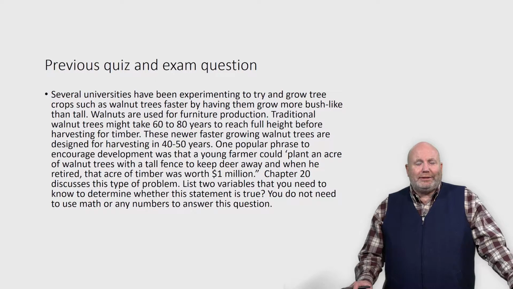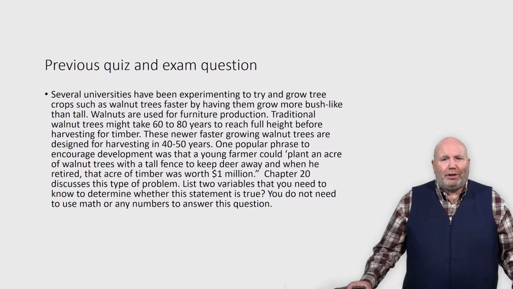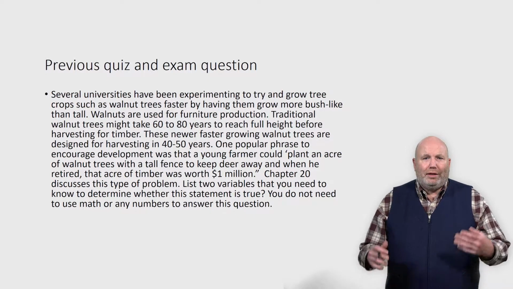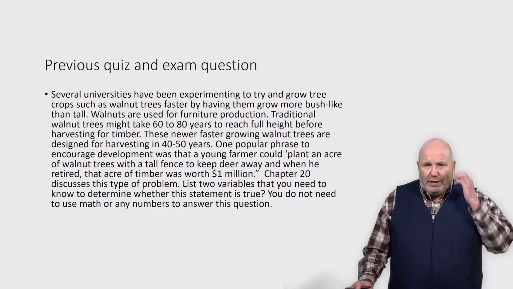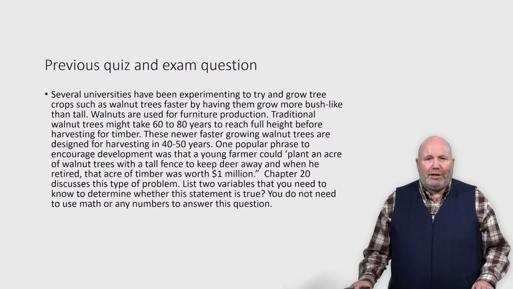So I've done these as an exam question, a quiz question in past classes. And so you think about these, you think about the faster growing trees. How might you do this? What are two variables that you need to know to determine whether or not the statement is true? The statement is, a young farmer could plant an acre of walnut trees with a tall fence to keep deer away, and when he retired, this acre of timber was worth $1 million.